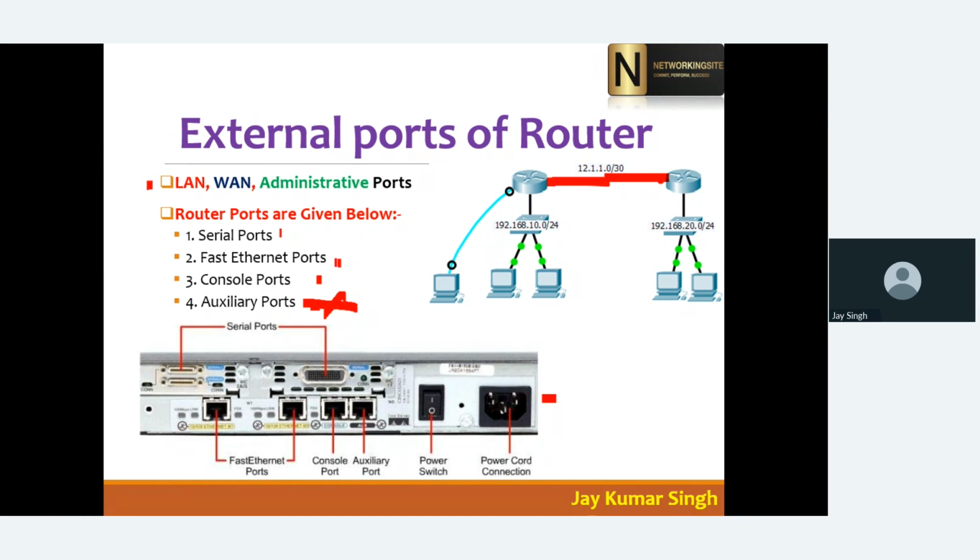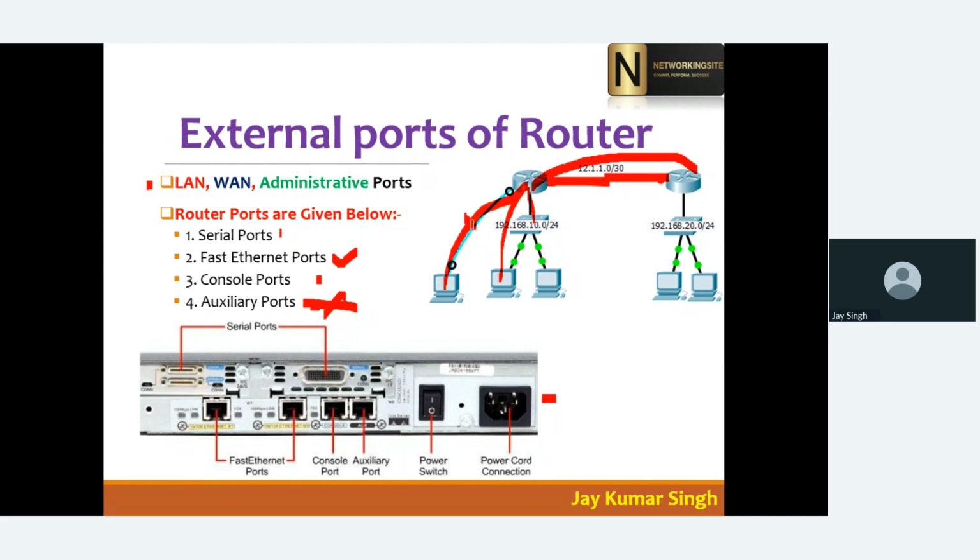Now let's come to know about fast Ethernet port. But always keep in mind, serial is only used for connecting router to router. But fast Ethernet port can be used for connecting router to router, as well as your router to switch or router to direct PC for communication purpose.